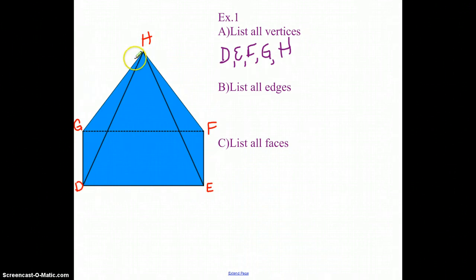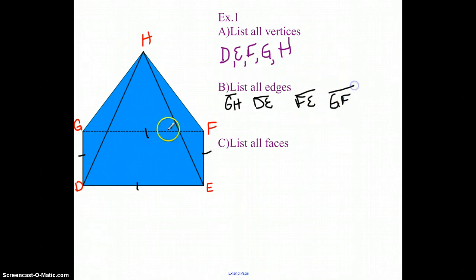Now, edges. Edges would be the actual line segments that connect two points together. So if I was going to go around and look at this, you can see in the bottom how it looks like there's some kind of rectangle, but if I went around, I would just have to list them. So GH, DE, FE, GF, and notice I'm using just my lines and marking them off as I go, just to make sure I don't forget any. The bigger your shape is, the easier it's going to be to leave something off by accident.